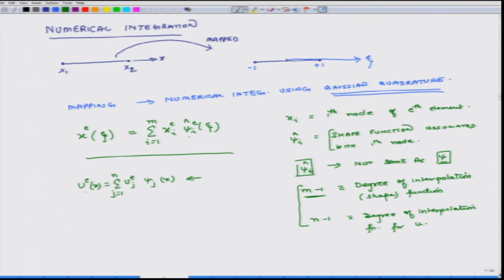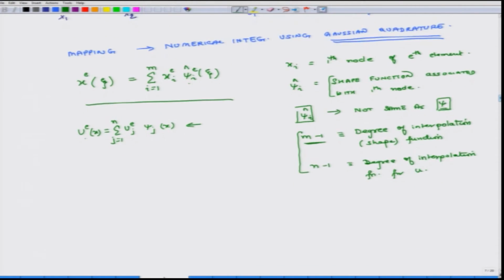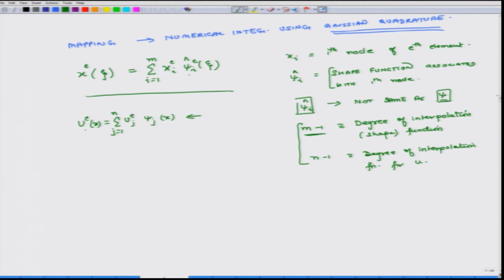And finally, we had said that dx by d zeta, dx by d zeta is what? We had given it a name, if you remember, and we said that it is a Jacobian of transformation. It is a Jacobian of transformation.